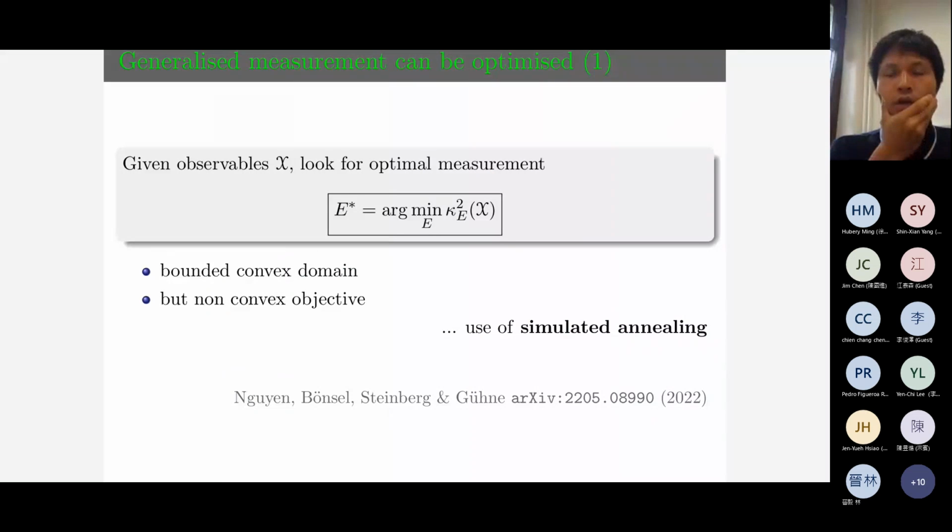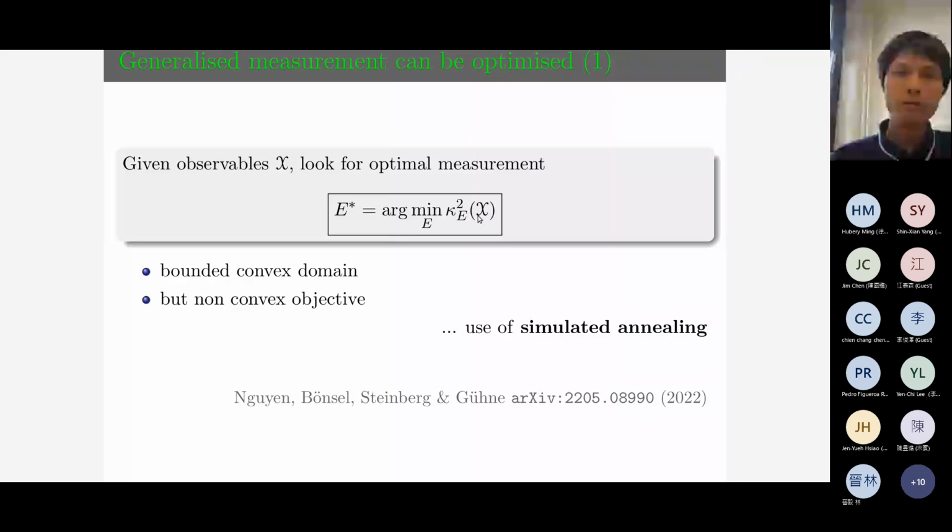Okay, now the last point I want to make is that once we have this generalized framework, it's also quite easy to do optimization over the measurement. So the question is the following: you have a set of observables, which is fixed at the beginning for some reason, and I want to find the optimal measurement that you should perform on the system, so that the shadow norm of the set of observables, or the maximal shadow norm, is minimized. So we look for the measurement that minimizes this.